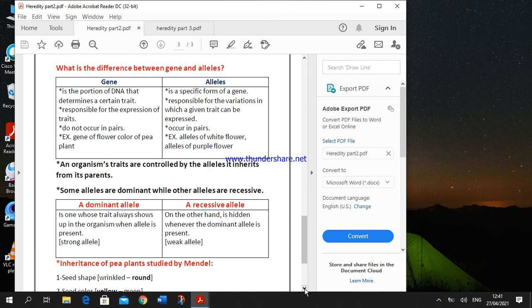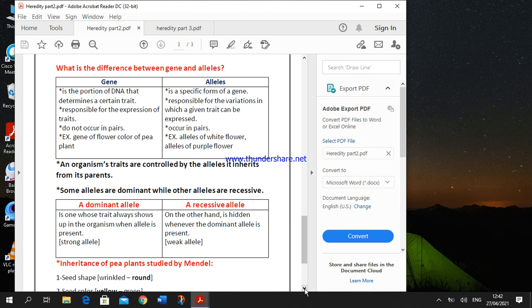Alleles are found in pairs. For example, alleles of white flower color or alleles of purple flower color. So an organism's traits are controlled by the alleles it inherits from its parents. Any trait found on the organism is controlled by alleles coming from both parents.